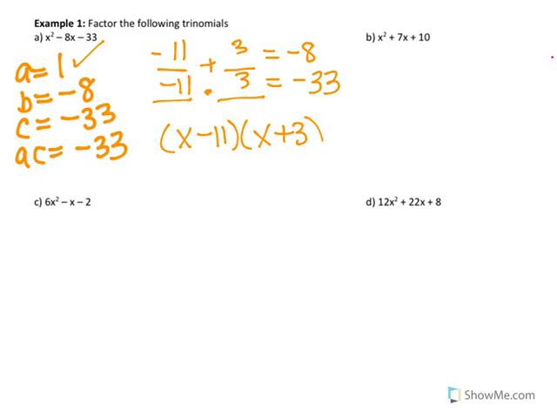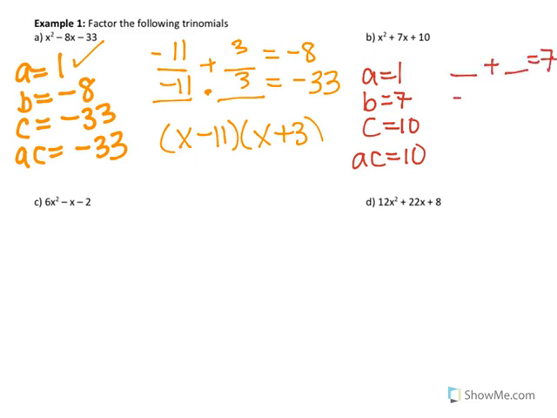Okay, next one. Our A value is 1, our B value is 7, our C value is 10, and our AC value is also 10. So we have two numbers that add up to make B and multiply to make AC, which is 10. Our numbers are 5 and 2. Next we check to see if A is 1. It is, so we can go right to the brackets, so x plus 5, x plus 2.